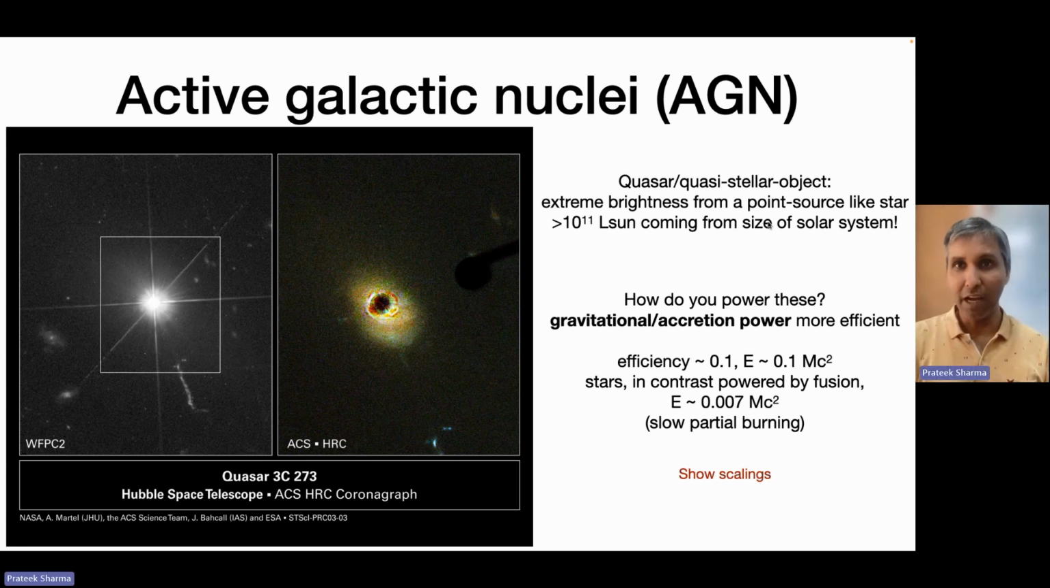Okay. Now the key question arises, how are these powered? Where do you get so much energy in such a small volume? And the ultimate source of this energy is gravitational power, right? Or accretion power. And the efficiency of accretion power can be extremely high. If you are able to accrete mass m onto a black hole, you can actually extract out about 0.1 mc squared of the mass that you have accreted onto the black hole. So you will see this number almost always used universally, that the efficiency of accretion is about 0.1.